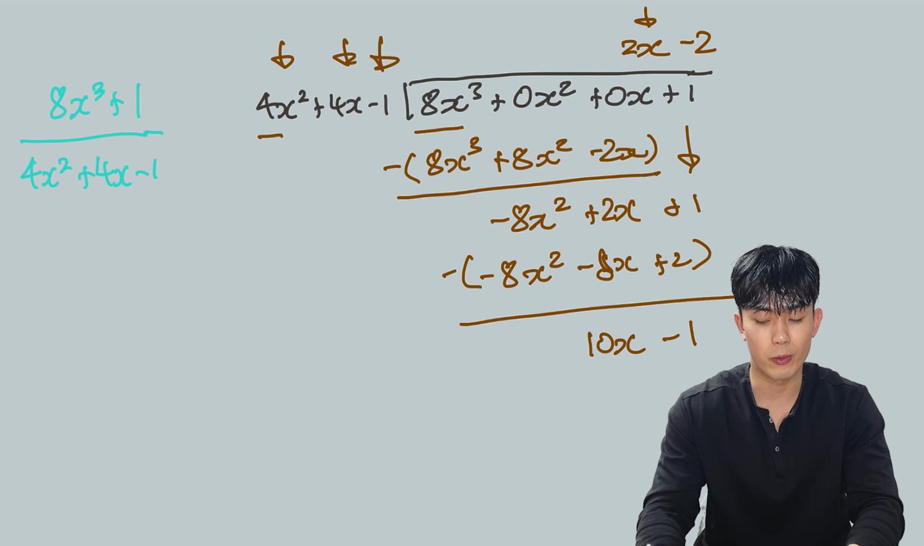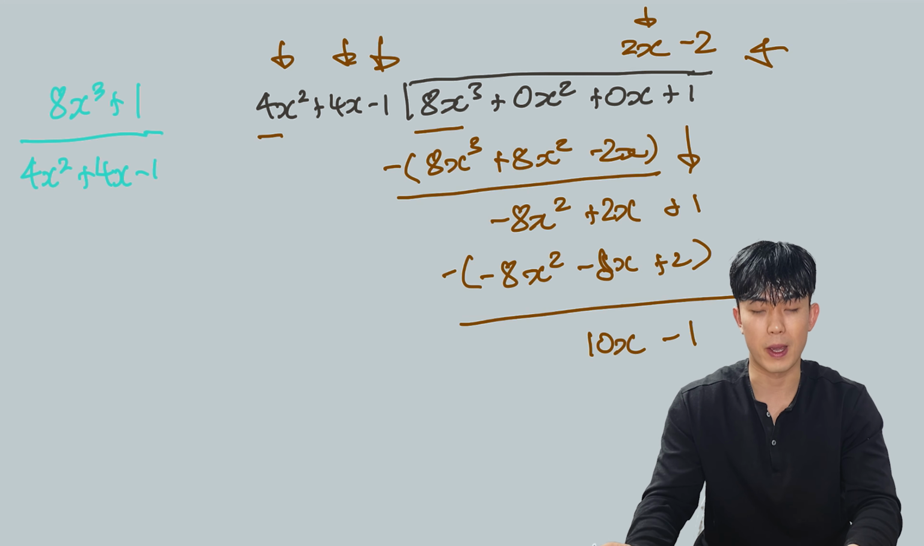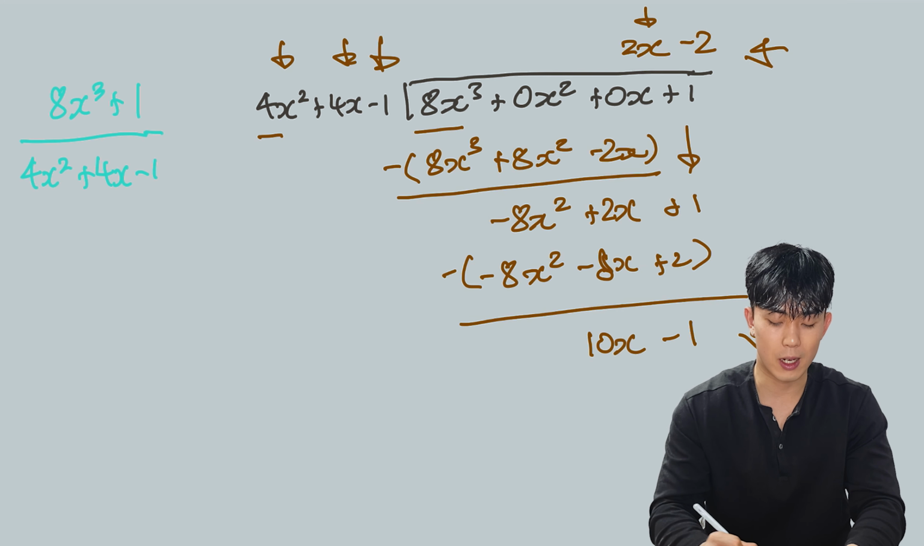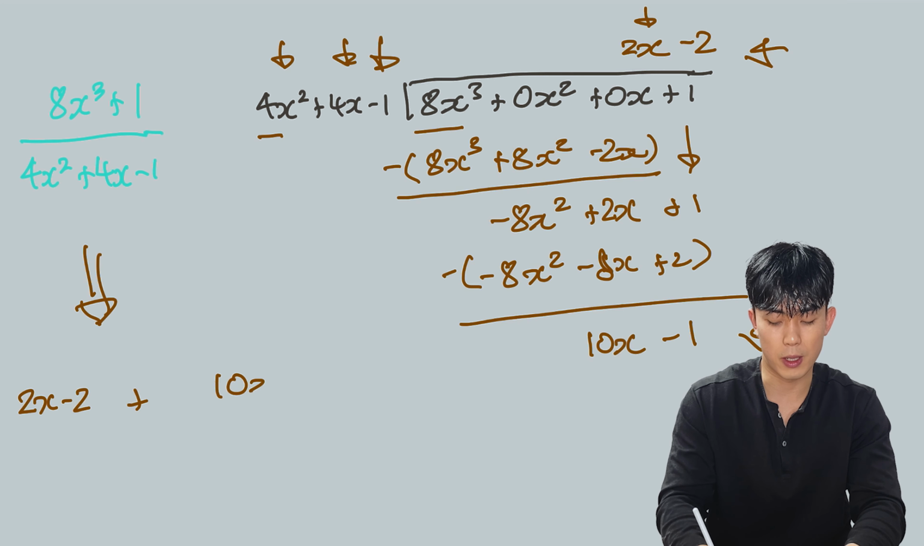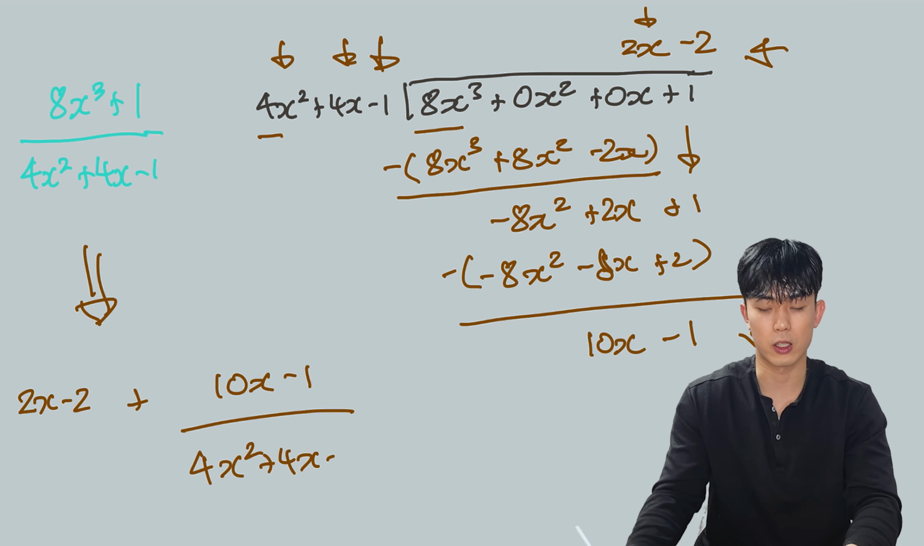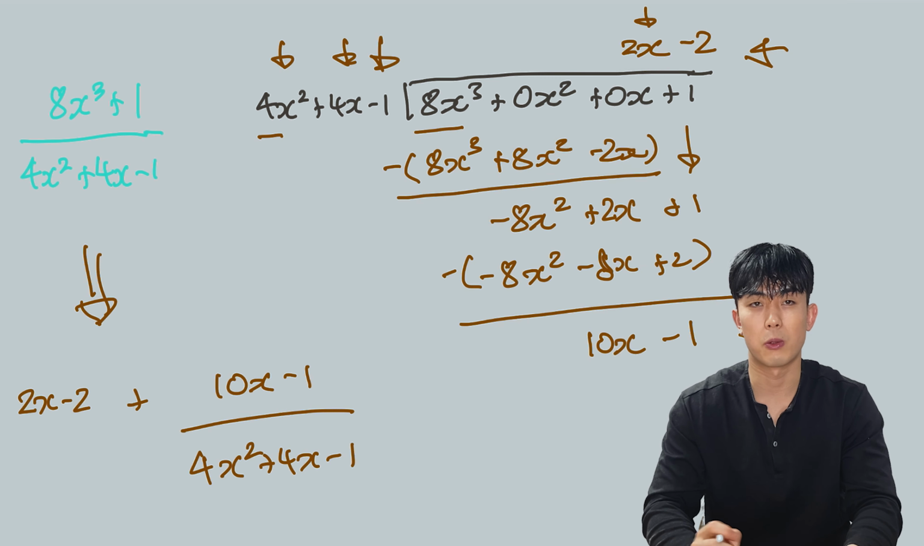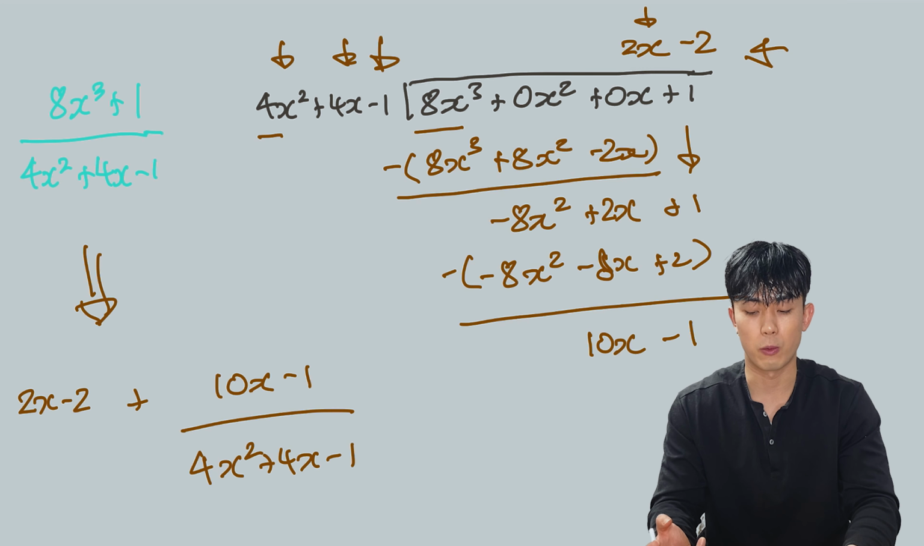So once again, we're left with the quotient value, and we're also left with the remainder value. So that means I can rewrite this initial fraction as 2x minus 2 plus the remainder, 10x minus 1, over the original denominator, like so. And this is useful for later on when we actually have to integrate fractions like this, so just be aware of it.